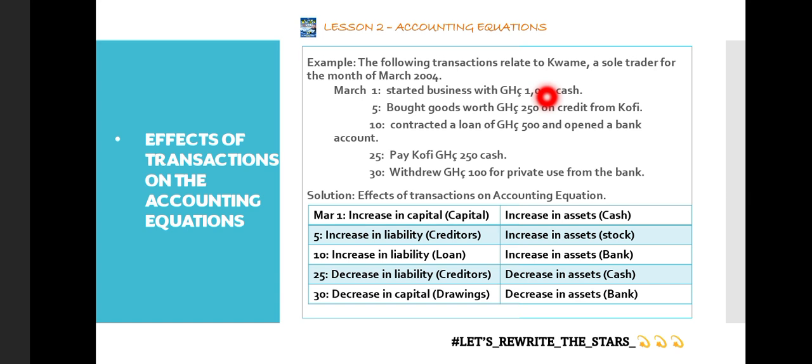the capital of the business is now going to move from 0 to 1,000. So that means there has been an increase in capital from 0 to 1,000 Ghana cedis. And that is it for capital. So there is an increase in capital by 1,000 Ghana cedis.